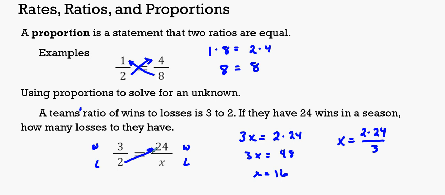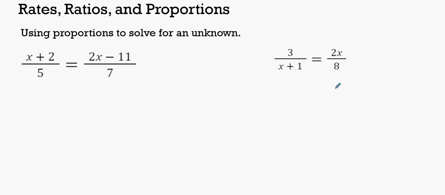2 times 24 divided by 3 equals x. Those are supposed to be arrows. And there you have it. And it'll give you the answer of 16. They can get a little bit more involved, but it's still ultimately the same thing.